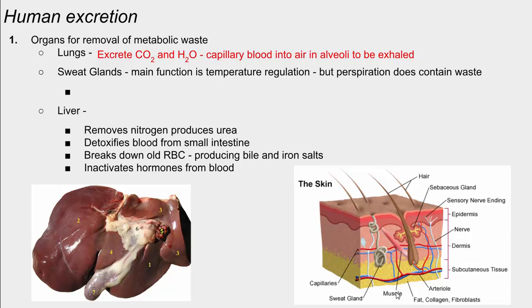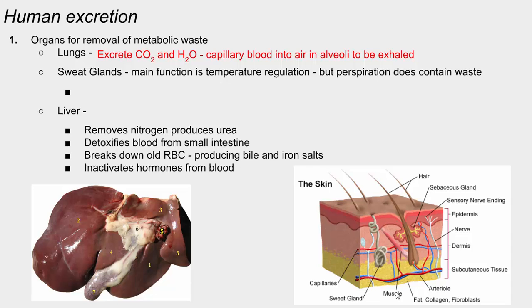Sweat glands. Sweat glands are in our skin. In this diagram of a cross-section of skin, you have a sweat gland connected to the surface. The main function of sweat is for cooling, to maintain body temperature. As we sweat, and that sweat evaporates from our skin, it cools us down.